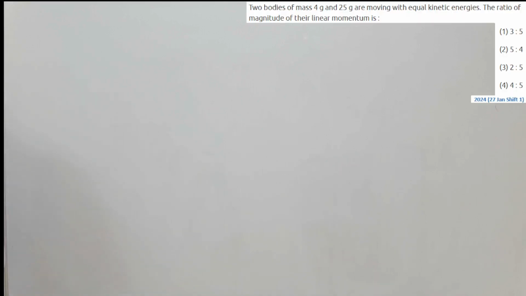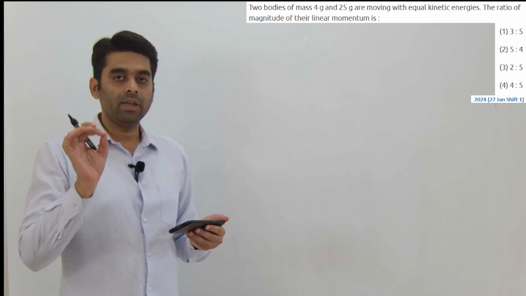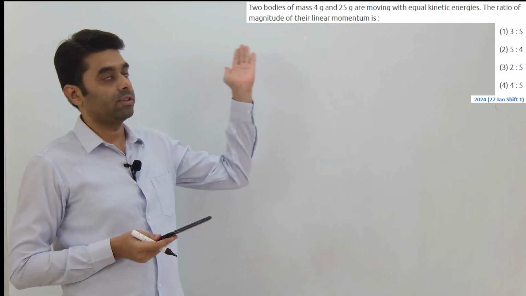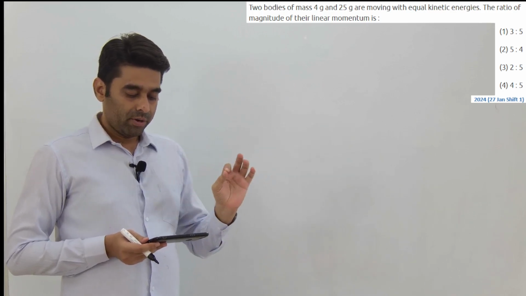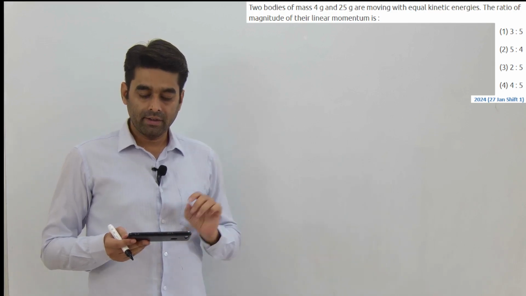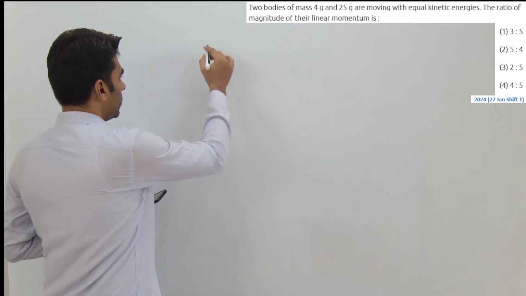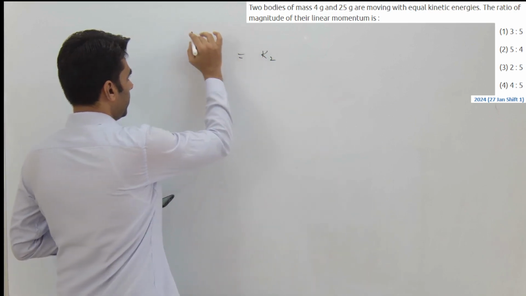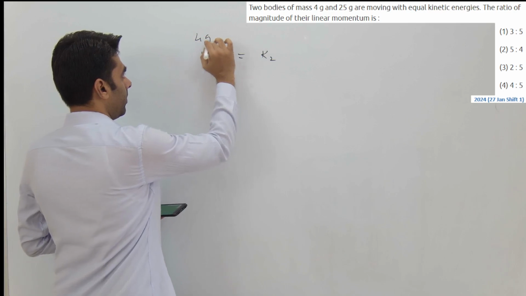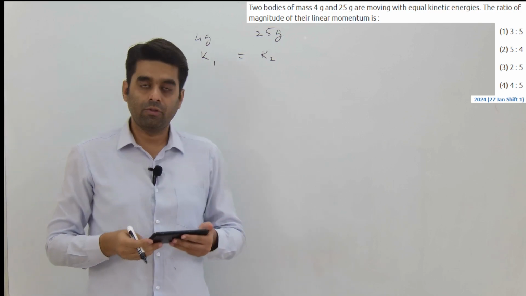So the first question that we have says: two bodies of mass 4 gram and 25 gram are moving with equal kinetic energies. The ratio of the magnitude of their linear momentum is? The kinetic energies are the same, the masses are given to us, 4 gram and 25 gram, and they are asking us the ratio of momentum.